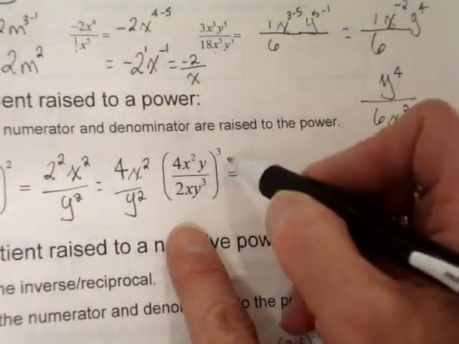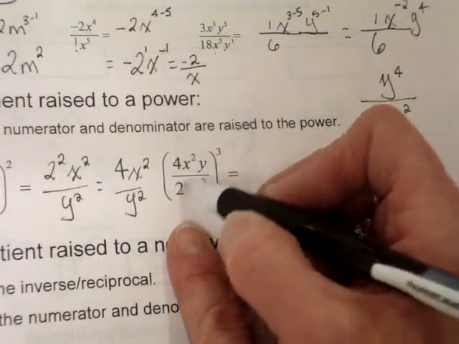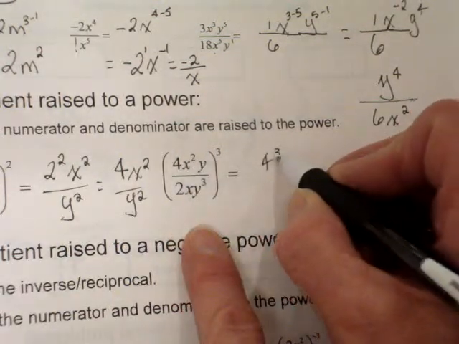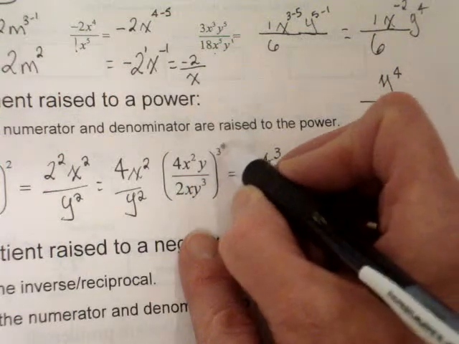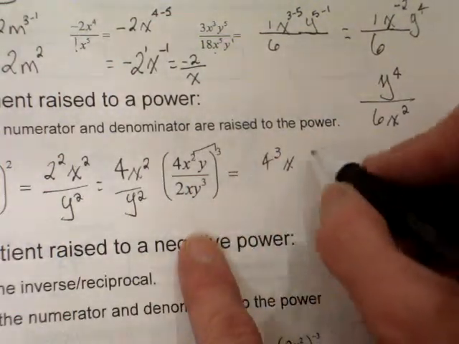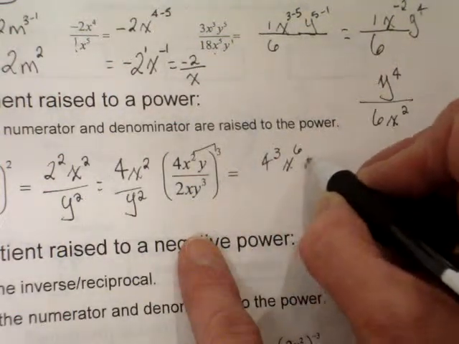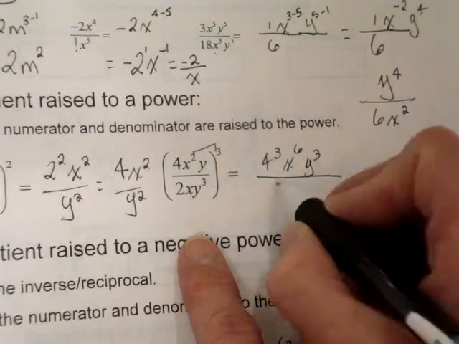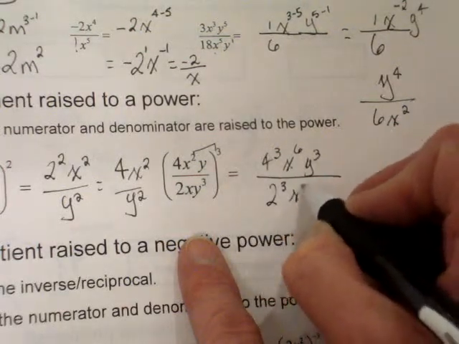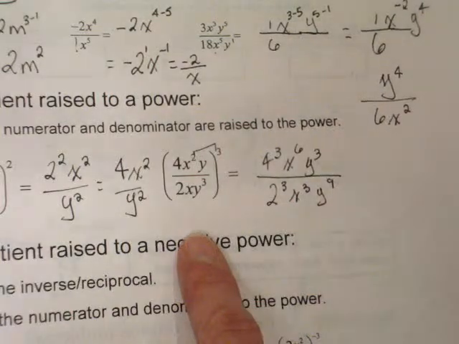Everything inside must be raised to the third power. Don't forget to raise the 4 and the 2. So it's 4 cubed x. Remember, our rules for this are you have to multiply. That's from another video. And then y to the third over 2 to the third, x to the third, y to the 9th right here.